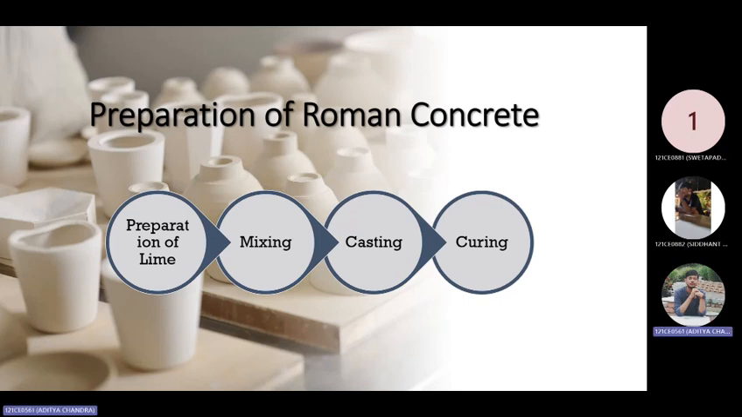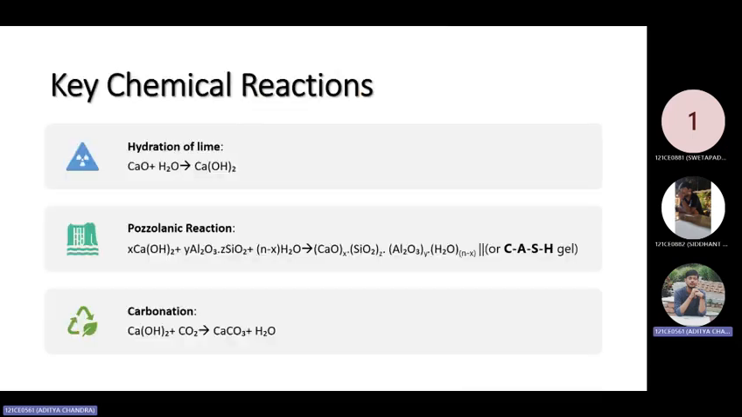The third step is the casting. After the casting process, it is followed by curing. After the placement of concrete, it was allowed to cure and harden over time. This process typically involved keeping the concrete moist to ensure proper hydration of the cementitious material and the development of strength.